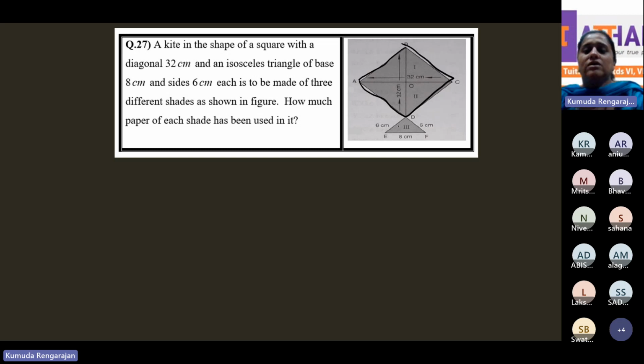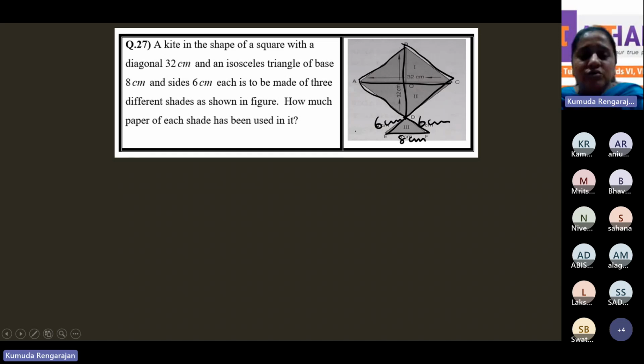In the shape of a square with diagonal 32 centimeters. And we know that in a square, both the diagonals are equal. In a rhombus, the diagonals are unequal. In a square, the diagonals are equal. So diagonals are 32 centimeters. And an isosceles triangle. See here, this is the isosceles triangle of base 8 centimeters and 6 centimeter sides.